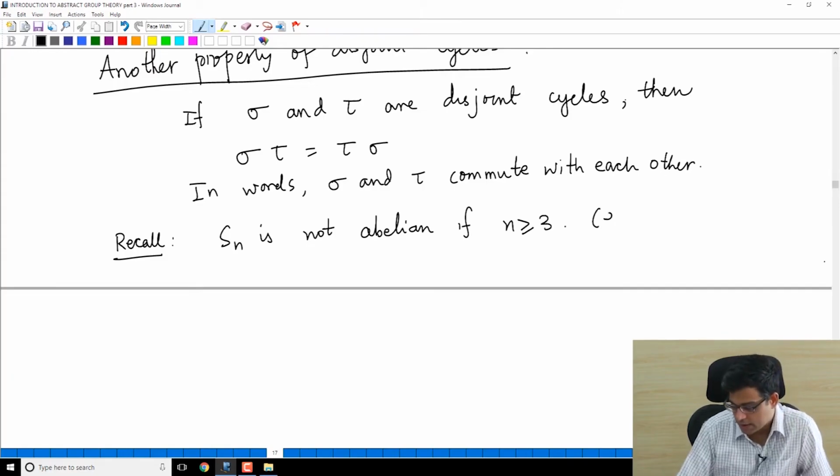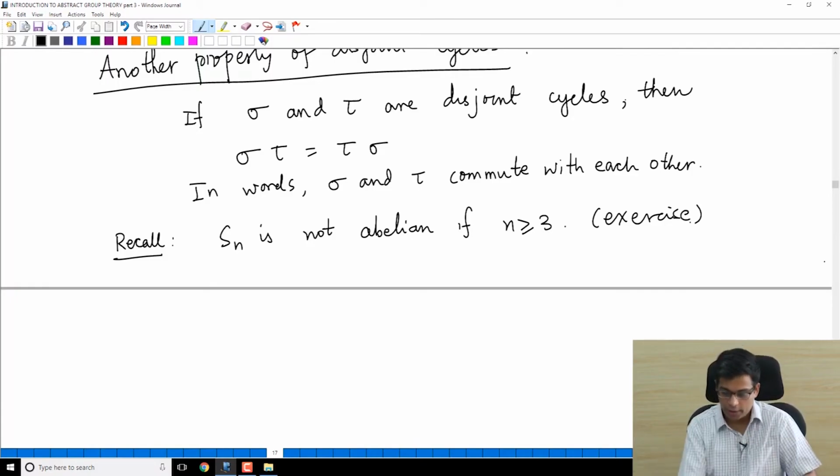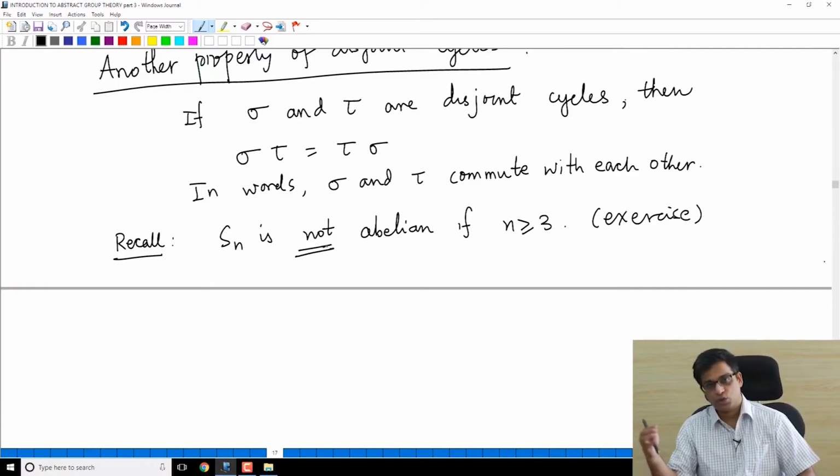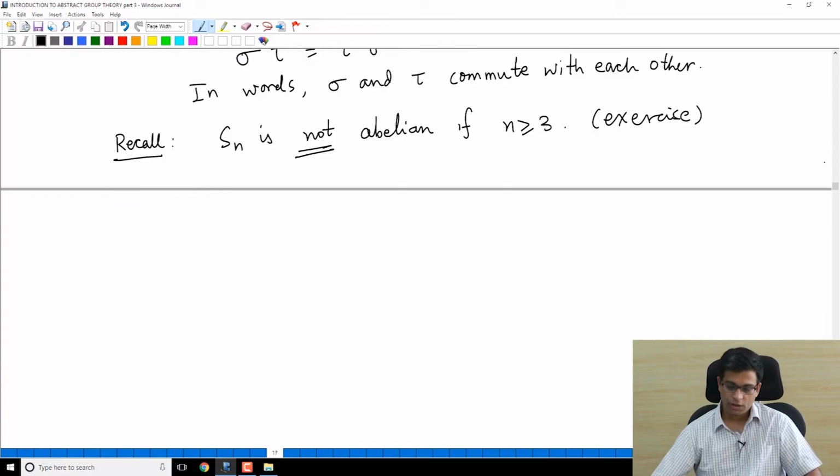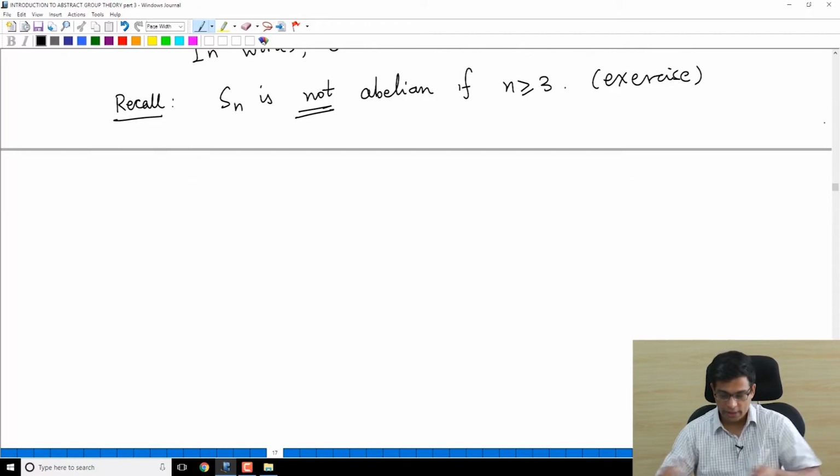Okay, so this is an exercise. In fact, S3 and S4, S5, they are not abelian. They cannot be abelian. S1 and S2 are obviously abelian because S1 is just a group with 1 element, S2 is a group with 2 elements. Any group of order 5 or less we saw is abelian. So those are abelian. But Sn is not abelian.